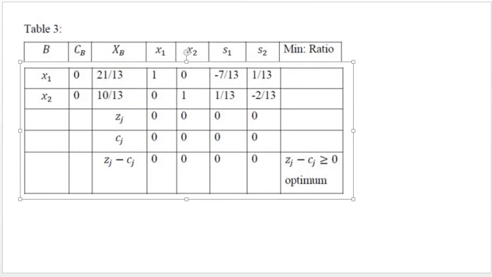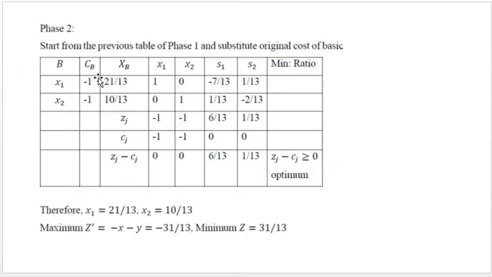Move to phase 2. In phase 2 consider the final simplex table in phase 1, enter the original cost associated with the variables present in the final simplex table, and then apply the simplex algorithm, calculate Zj minus Cj. Now these are all greater or equal to 0, which implies that the solution is optimum. Write the solution: x1 equal to 21 by 13, x2 equal to 10 by 13, and calculate maximum Z dash and minimum Z equal to 31 by 13.